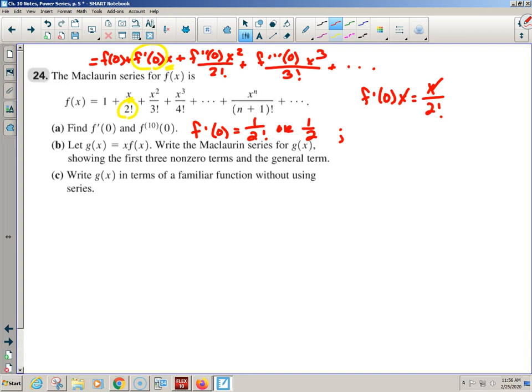Maybe go one more? So what if we were to go to f double prime? Isn't f double prime all over 2 factorial? What's that supposed to equal? X squared. The x squared, and what's the x squared coefficient? 1 over 3 factorial. Uh-oh, so what's f double prime?